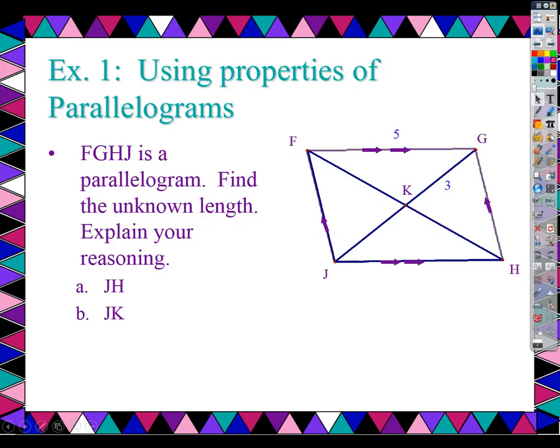So if we're told that FGHJ is a parallelogram, and the arrows mean that anyway, right? We're given some information here about some side lengths. What does the length of segment JH have to be based on this picture? So that's what, remember, that's what a J followed by an H means, right? You want a length of that segment. What do you think?